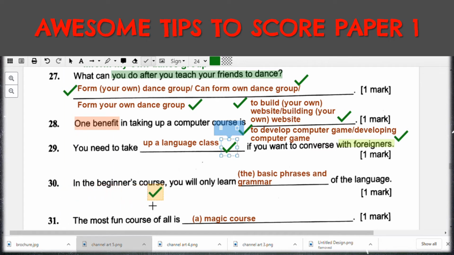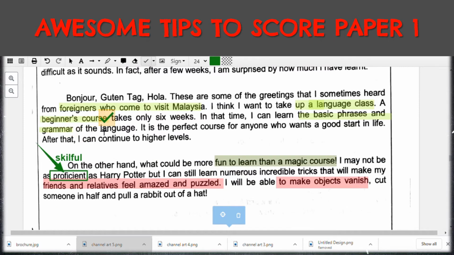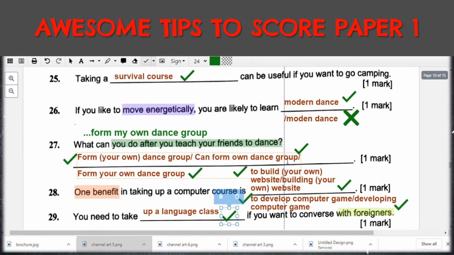Now look at question 30. In the beginner's course, you will only learn what of the language? Learn what? In the beginner's course. Let's look at the passage. So beginner's course, this is the keywords. What can you learn? Another keyword. What do you learn here? The basic phrases and grammar of the language. You see the keywords are here. Beginner's course, of the language. So what do you need to copy and paste from the passage? 1, 2, 3, 4, 5. You see 5. So you copy this and you paste it. You write it here.